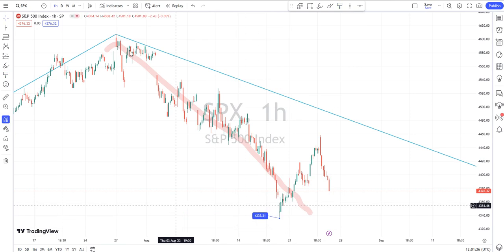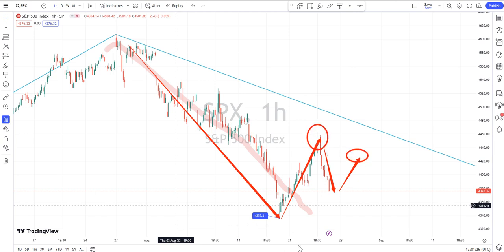So most likely it will break this low today, but it could also do like this. Today could have a small rebound first. That's like a double check. One check, second check, and then go down, break this low here.